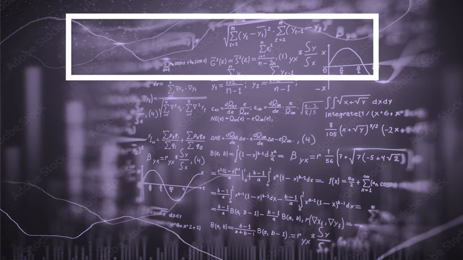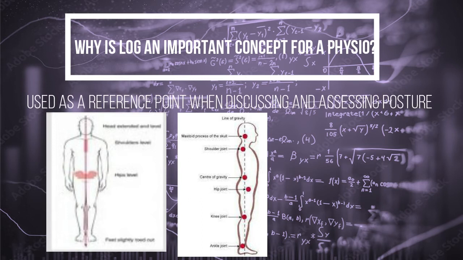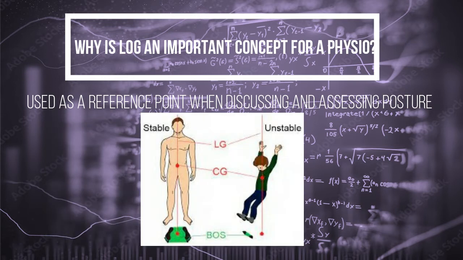Now, why is this line important for you as a physiotherapist? Because we use this line as a reference when discussing and assessing posture. It determines stability of an object. You see, if this line of gravity falls in base of support, the object will remain stable. If not, as shown in the picture, the person might fall.